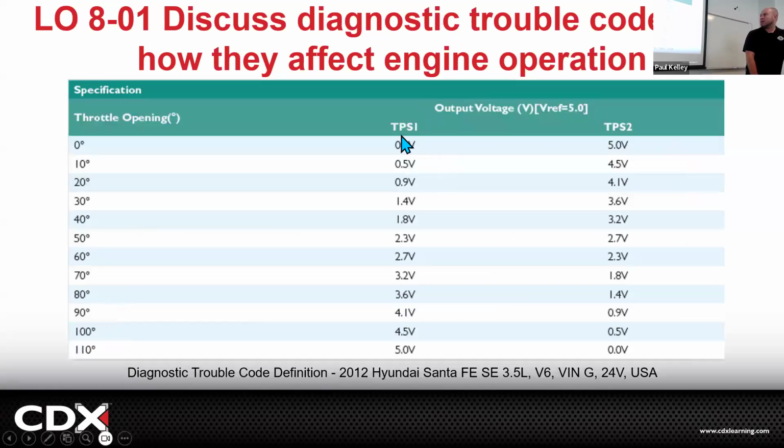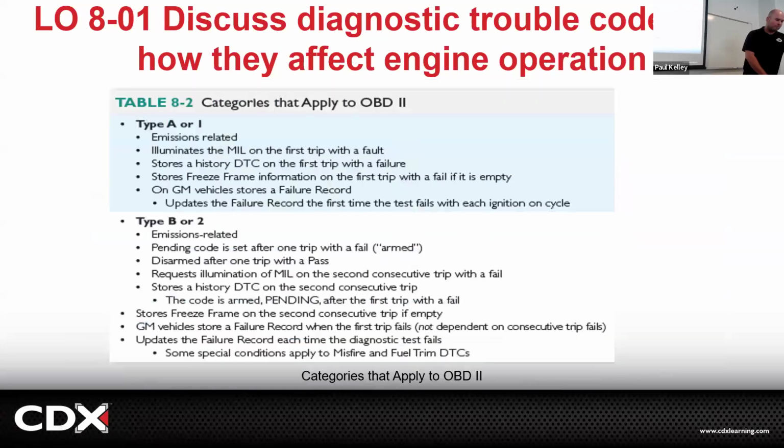All right, so that's kind of what we're getting into. And then this is again showing you the specs. So if you were to do the checks, you could actually get some specs and be like, all right, at 50%, I should have 2.3 volts on TPS 1 and 2.7 on TPS 2. You may actually have to get your meter down there and actually check this to see if TPS 1 is reading right or if TPS 2 is reading right. And probably one of the two is not going to be reading right.